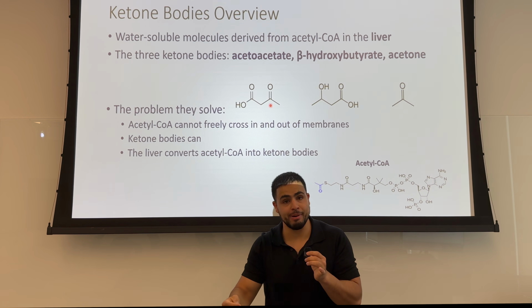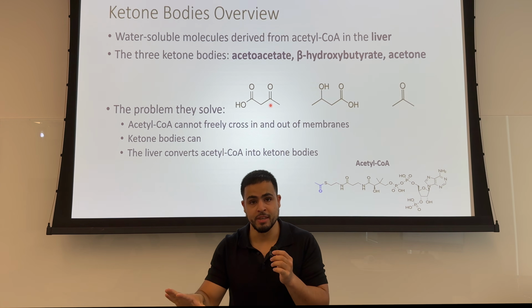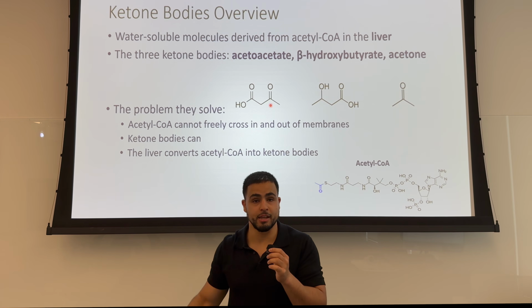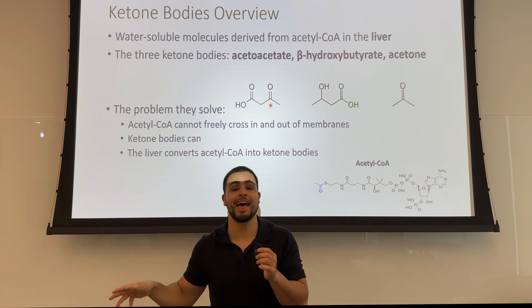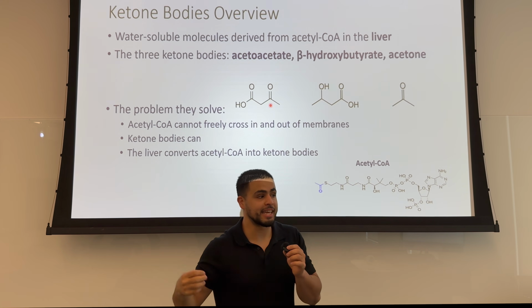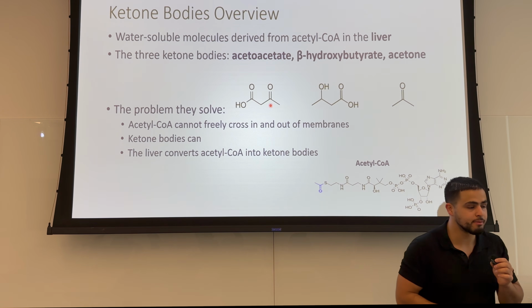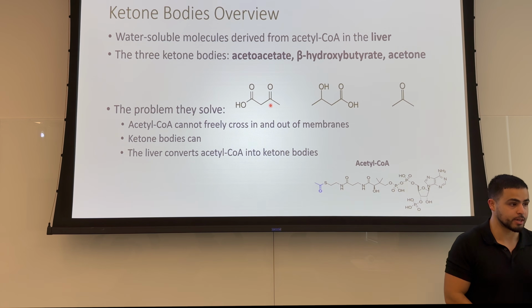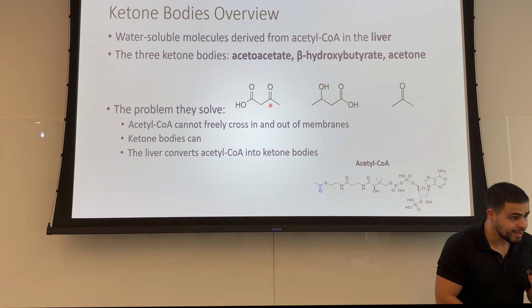And then these ketone bodies can be transported out of the liver into different compartments within the body, in the brain, the skeletal muscle, et cetera. And then once they're in their desired location, their desired compartment, they can then be converted back into acetyl-CoA and used for energy in the Krebs cycle. Okay, so that's a broad overview.